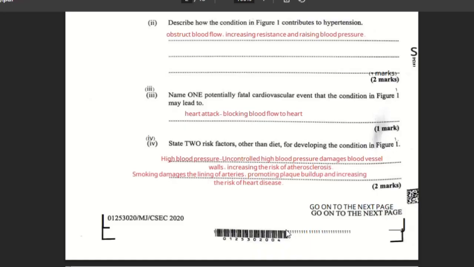So you can mention these two: high blood pressure. If the person already has it before, then they are at risk of potentially developing this condition. And also if they are a smoker, then it can help to damage the lining of the arteries and also lead to this condition. So those are two risk factors that you can consider.